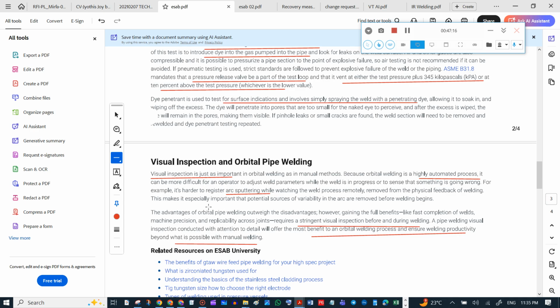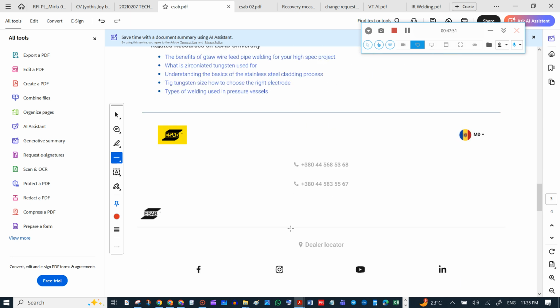For example, it is harder to register arc sputtering while watching the weld process remotely, removed from the physical feedback of the welding. The advantages of orbital welding outweigh the disadvantages. However, gaining full benefits like fast completion of welds, machine precision, and replicability requires stringent visual inspection before and during welding. A pipe visual inspection will offer more benefit to orbital welding and ensure practicality beyond what is possible with manual welding.